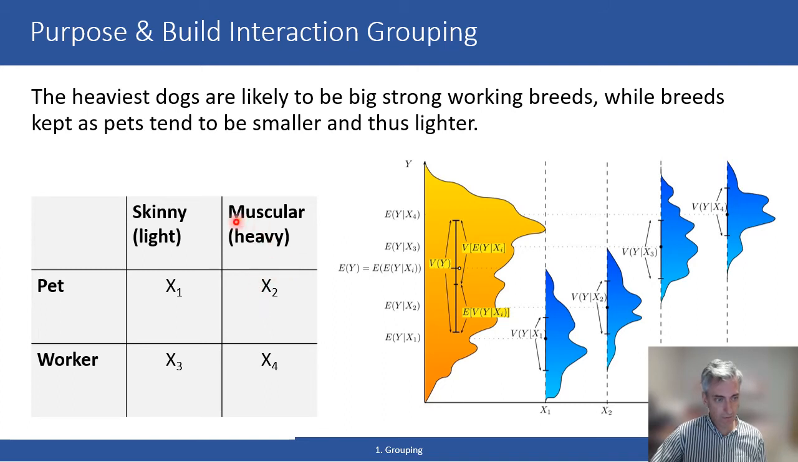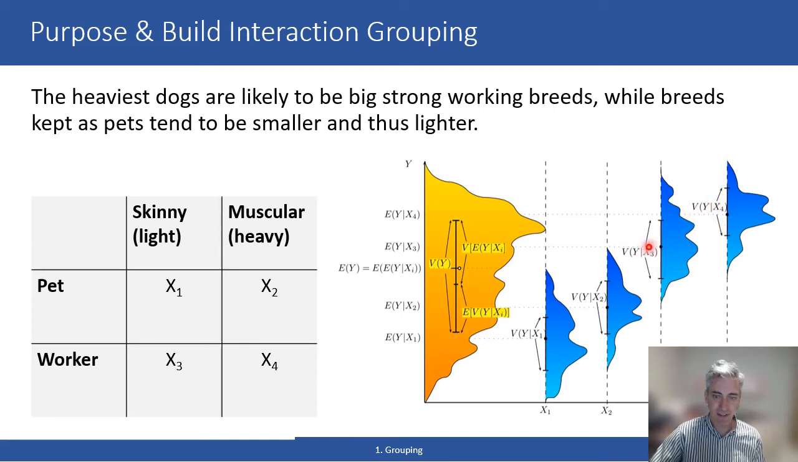Okay, then we have the muscular dogs that are also pets. So this is this X2, this second distribution. Again, we have a relatively broad distribution, but the mean now is separated. The mean value of this one is different to the mean value of the pets that are skinny. So we have some separation. However, because the variation is also quite broad, it's unlikely that this is a statistically different strategy for grouping the data. Then we do the same for the working dogs, so the skinnier working dogs versus the heavier working dogs.